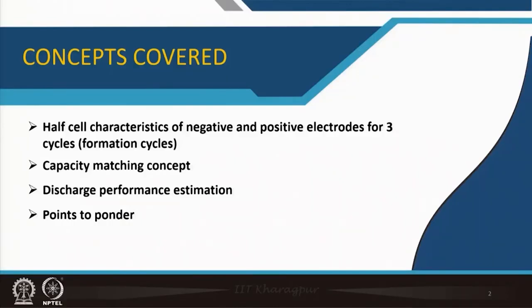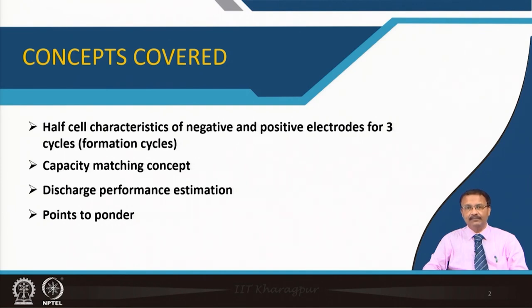In this particular lecture, we will talk initially about the half cell characteristics for both negative as well as positive electrode materials, and usually roughly 3 cycles of charge and discharge are adopted. I will tell why, and this is part of the formation cycles. Then based on the data, we will again relook at the capacity matching concept, because in most instances the positive and negative electrodes have different specific capacities. So, how to control this capacity matching will be introduced.